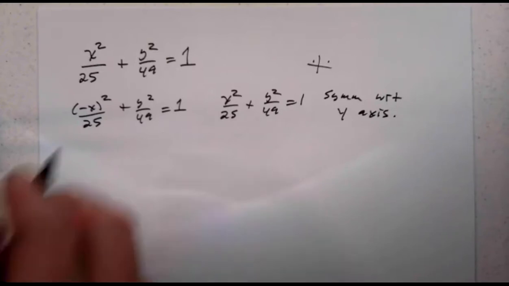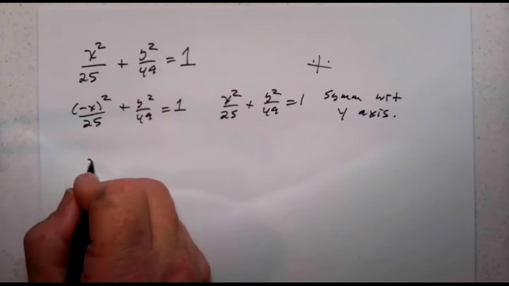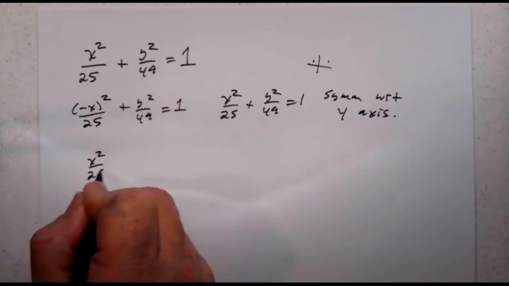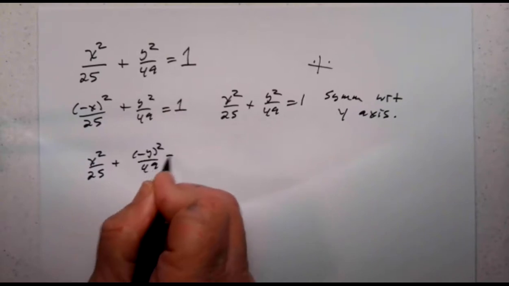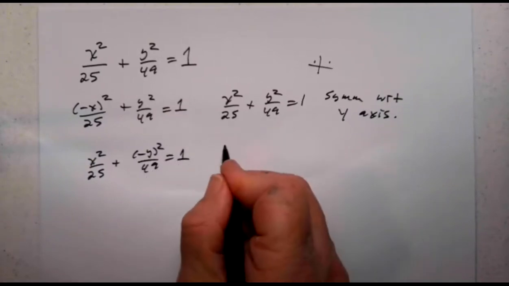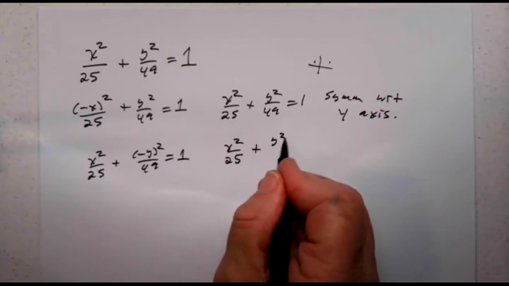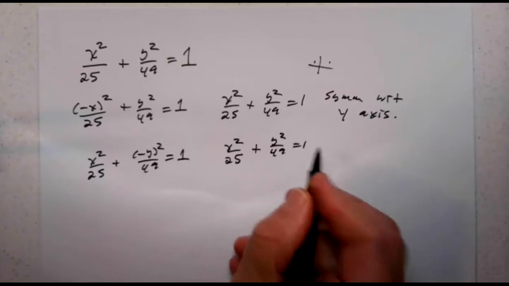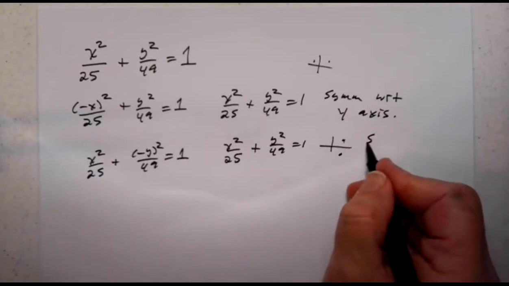Now if I replace y, so leave my original one alone, replace y with negative y. x squared over 25 plus negative y squared over 49 equals 1. That will give me x squared over 25 plus y squared over 49 equals 1. If y and negative y are the same, it'll be symmetric with respect to the x-axis.